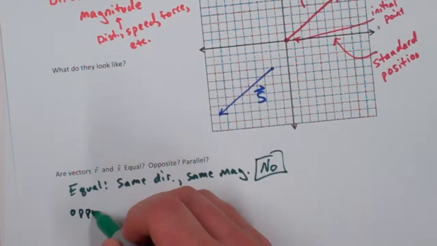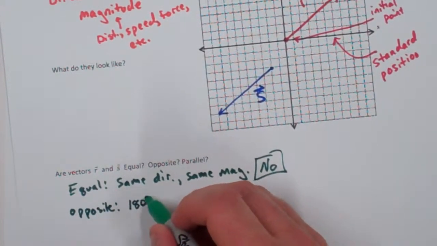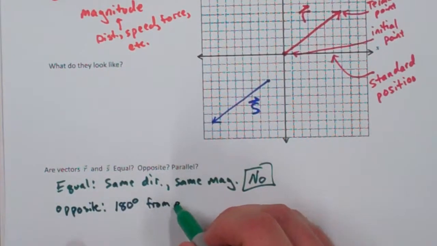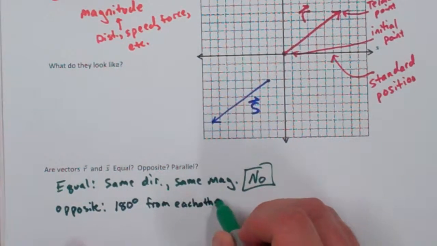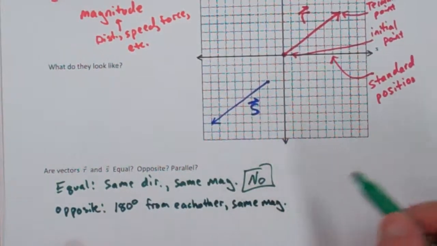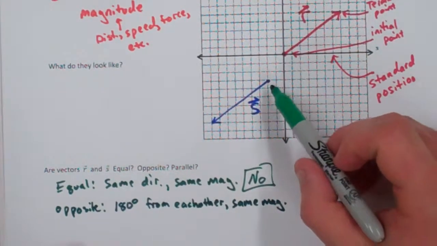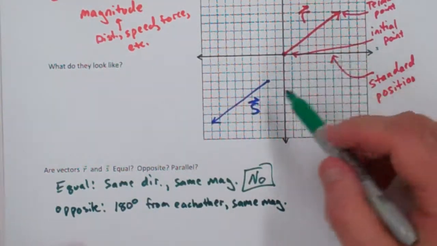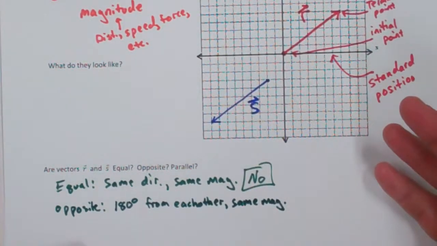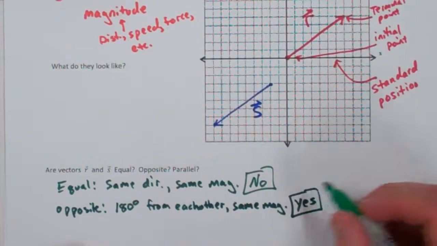Opposite would mean 180 degrees from each other, and same magnitude. And that is the case. These two vectors are directly opposite of each other, at least in their direction, and then the magnitude is the same, and that needs to be the case. If they're different magnitudes, we don't say that they're opposite. So we would write yes for this one.